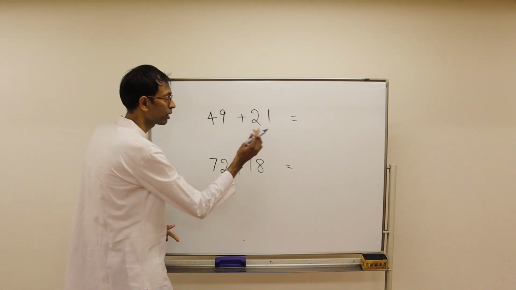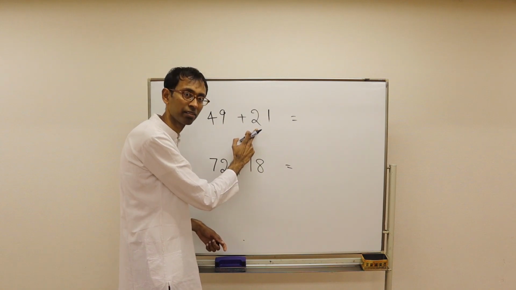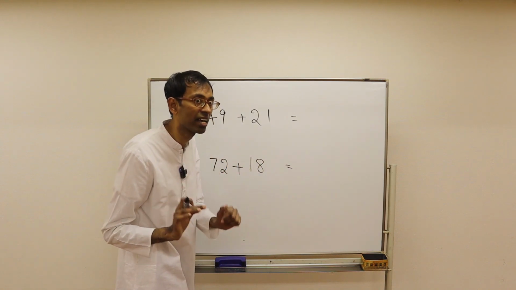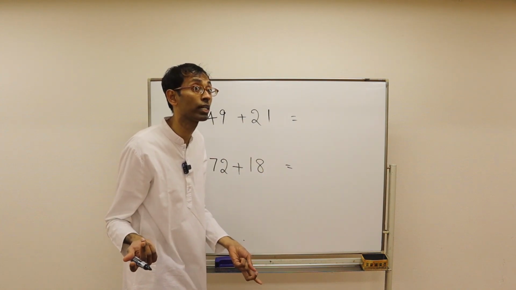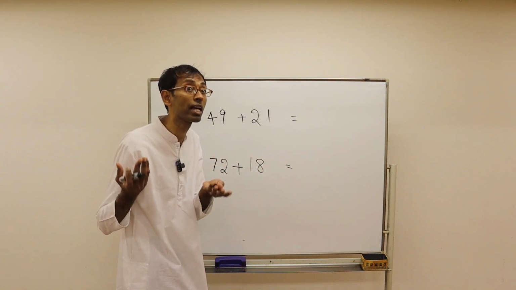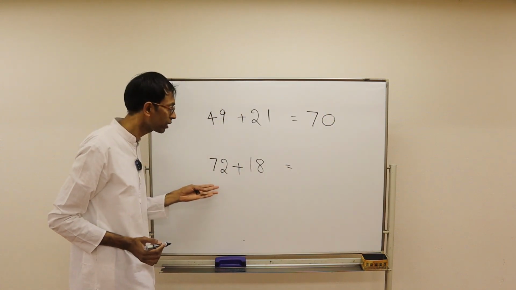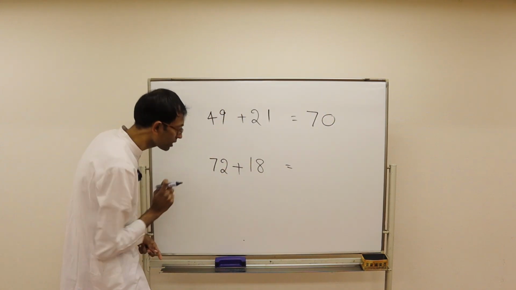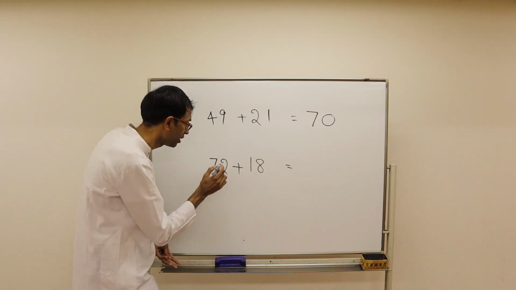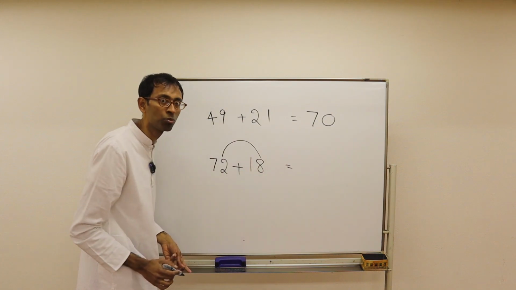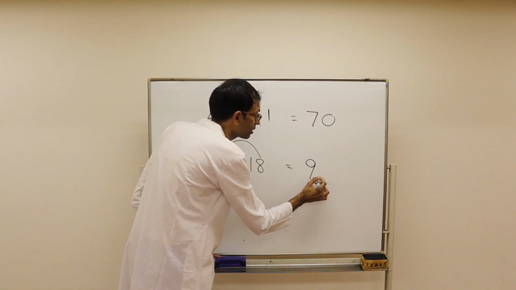Okay, the answer, first one is, here we have 4 tens, here we have 2 tens, total 6 tens, and then 9 and 1 will give us one more 10. So totally how many tens we have? 7 tens. So the answer is 70. Okay, here count the tens. 7 tens we have. Okay, here one more. Okay, 8 tens we have, and then 2 and 8 will give you one more 10. Total 9 tens, so the answer is 90.